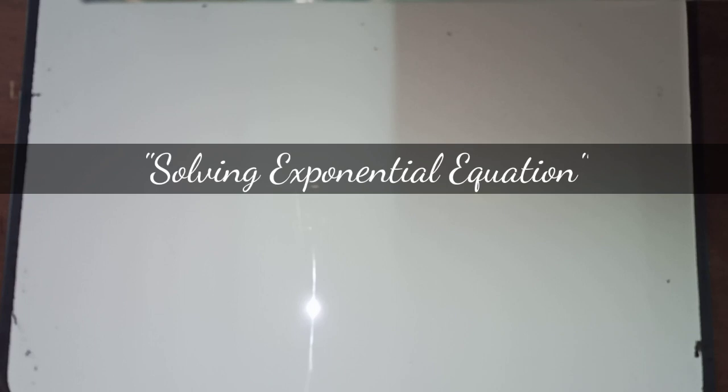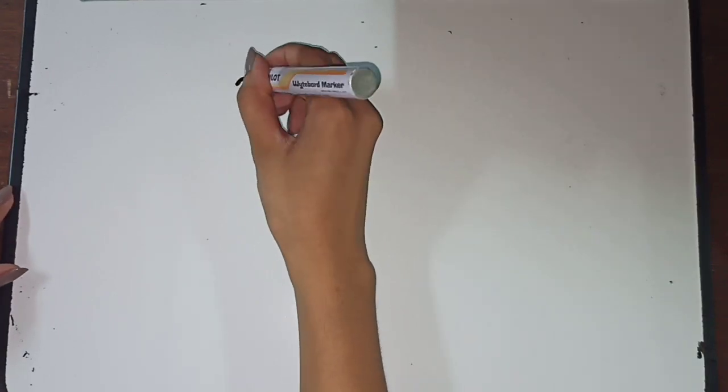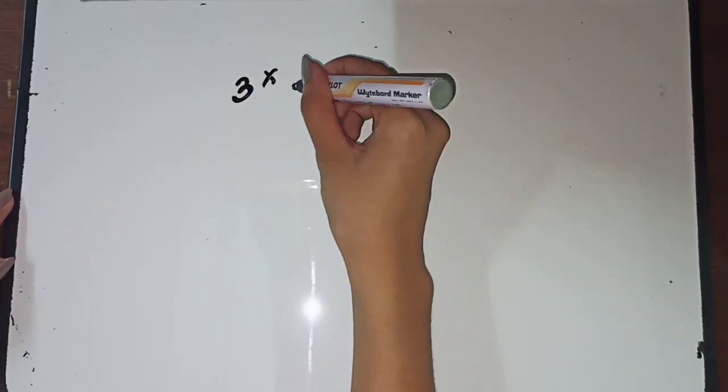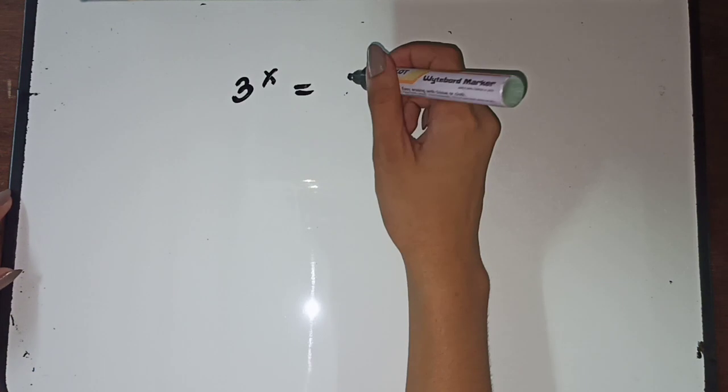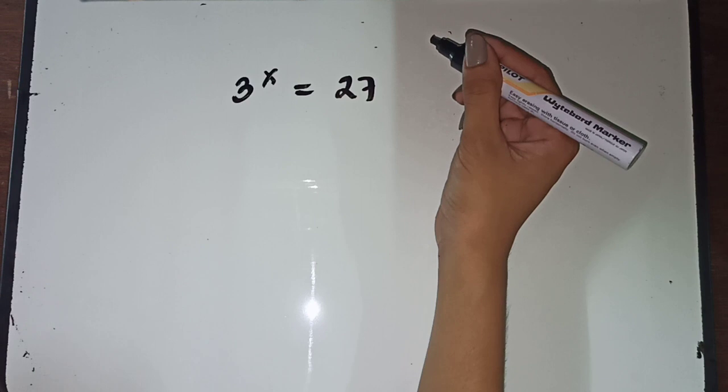Okay, so now in this video, we're going to solve an exponential equation. When we say exponential equation, this is an equation having a variable in the exponent. For example, 3 raised to x is equal to 27. This is an example of an exponential equation.